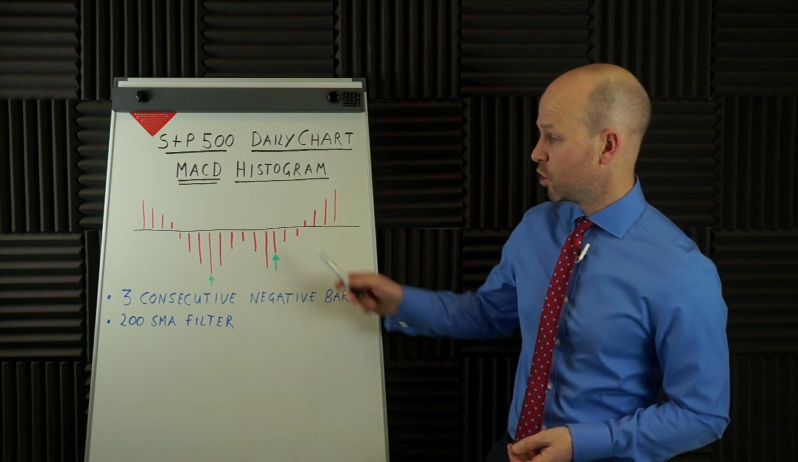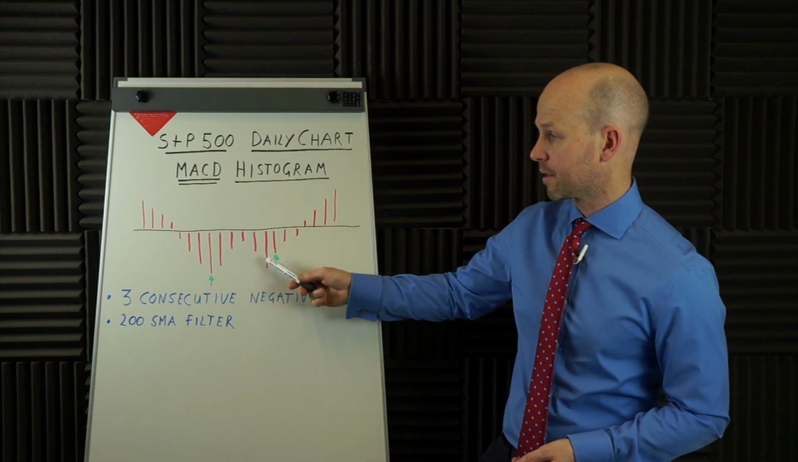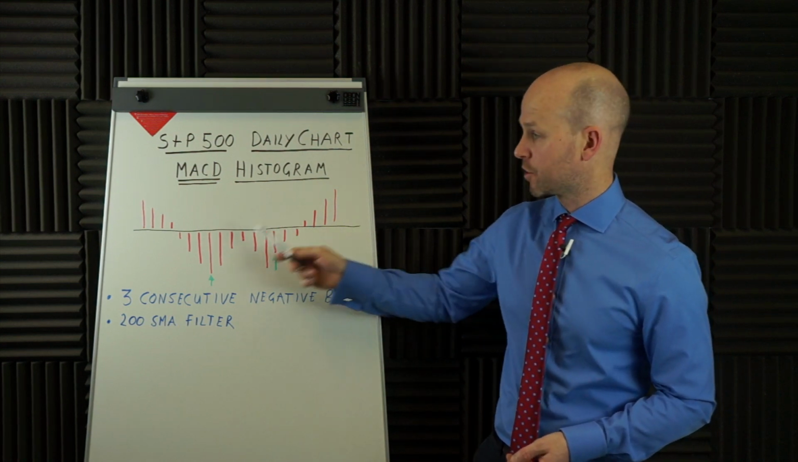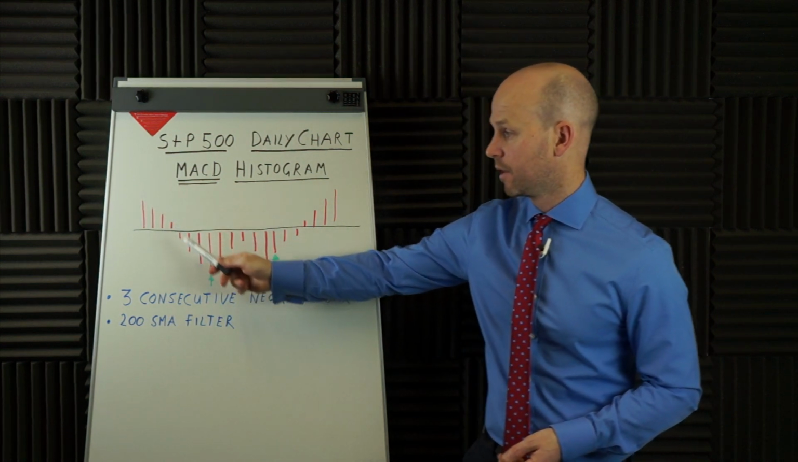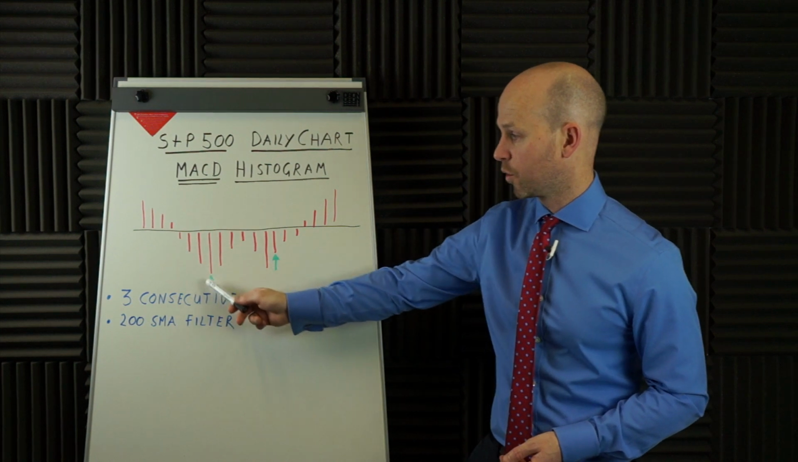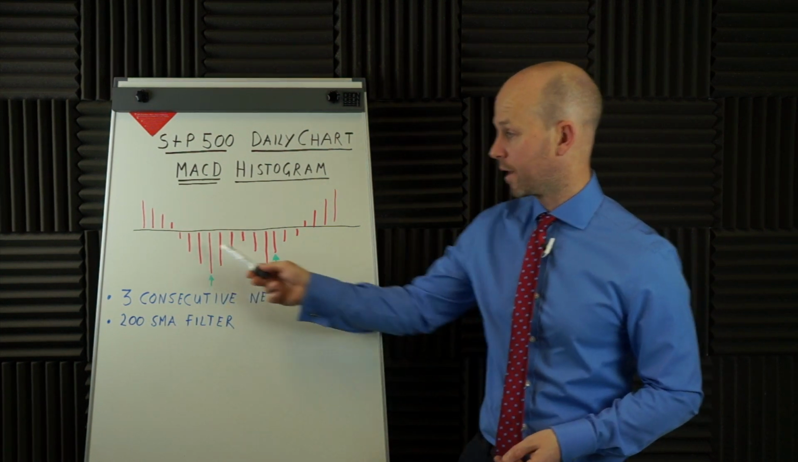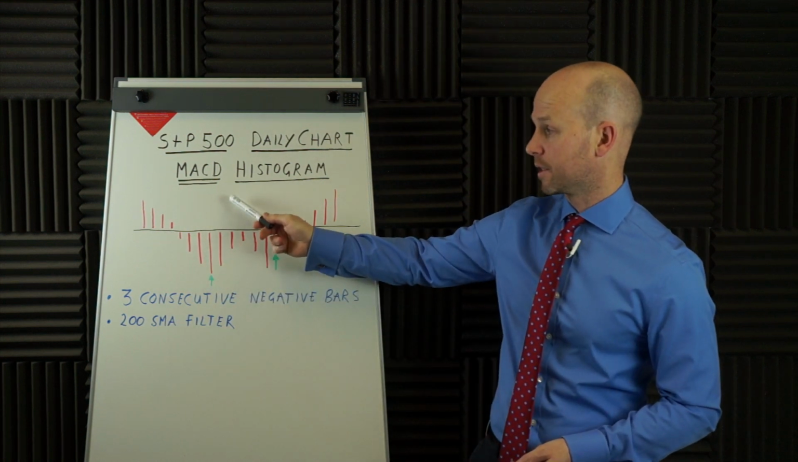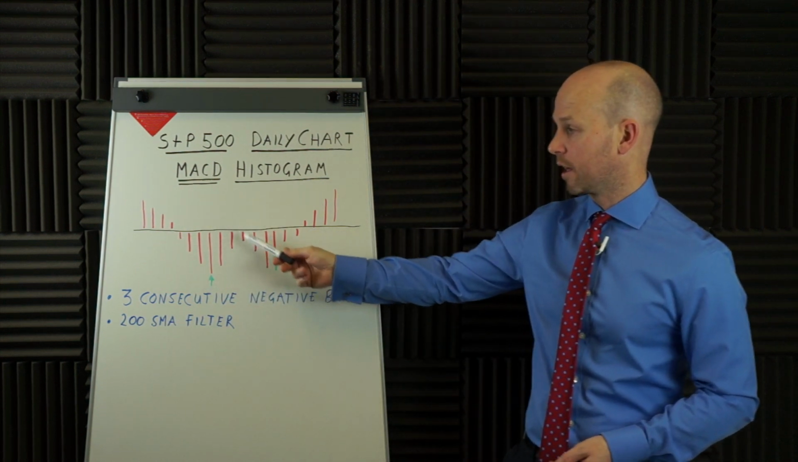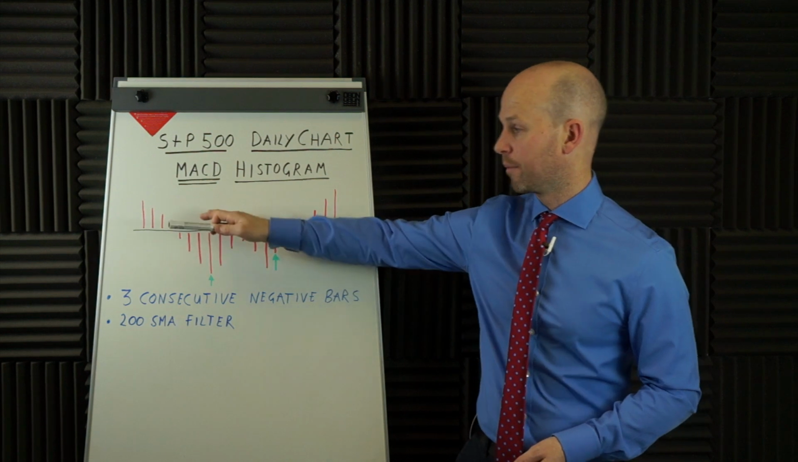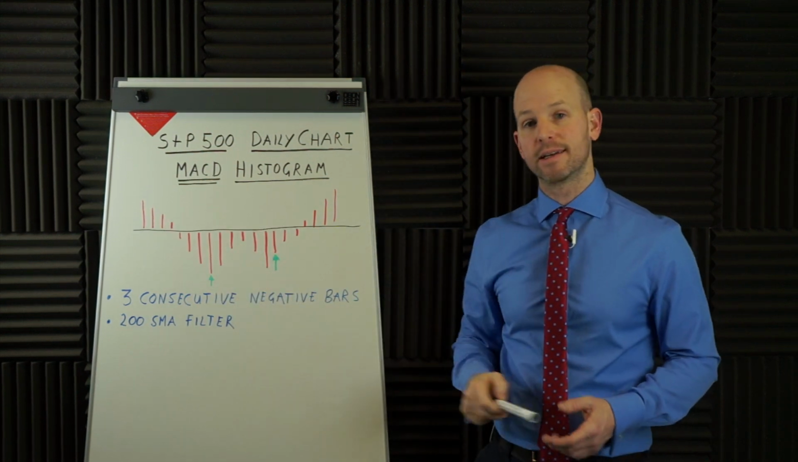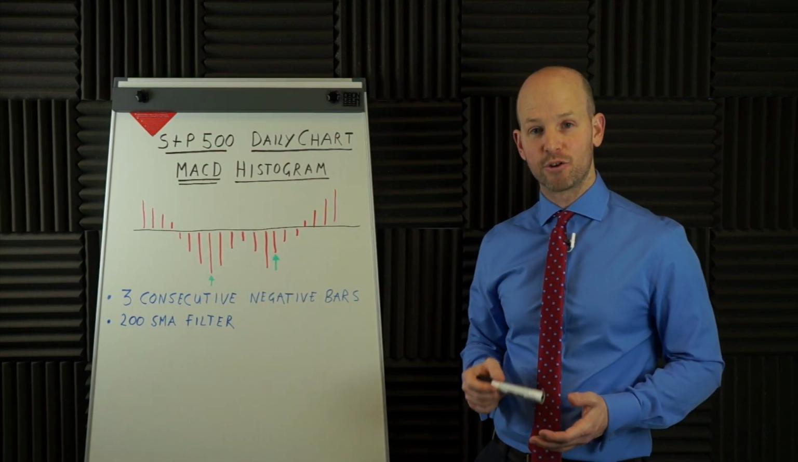Most of the time you won't see trades like this. Most of the time the histogram goes from positive to negative and you're entering on that 4th negative bar. But there are times where you will see this, you'll exit into profit and then you'll get another re-entry when the histogram has stayed negative. So that's our entry signal.